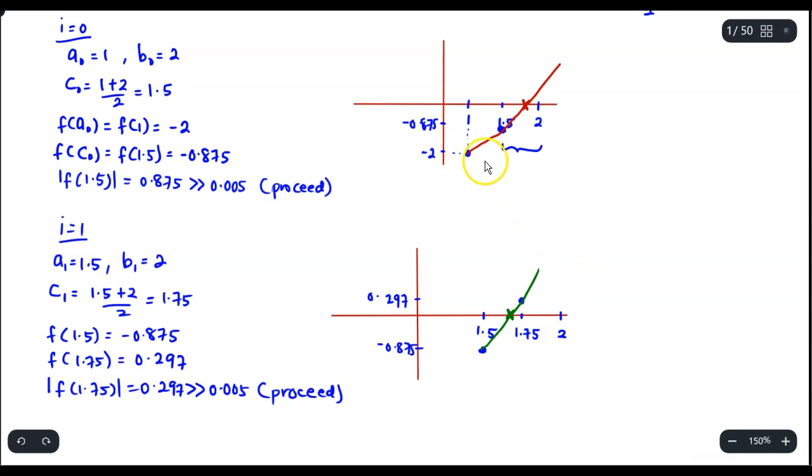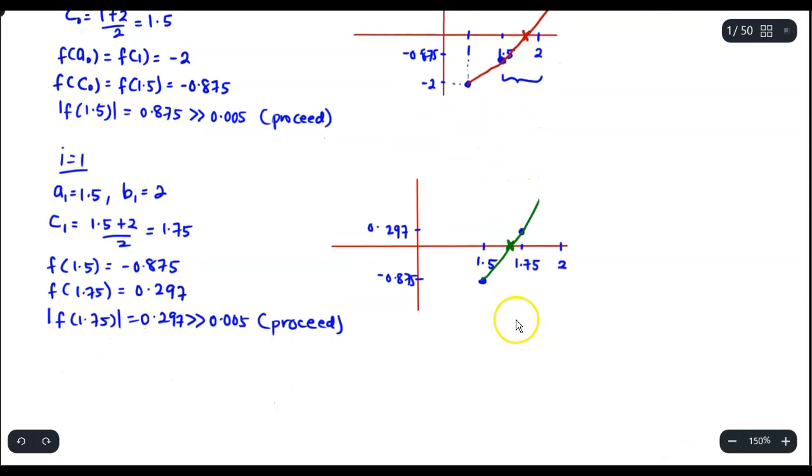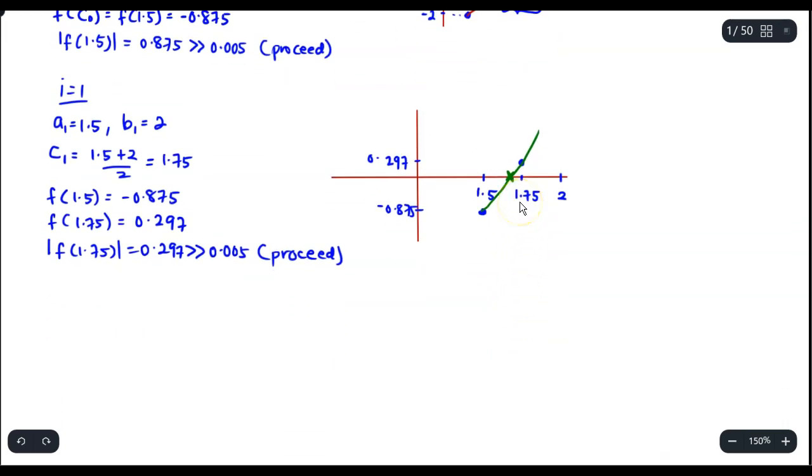So if you compare with the diagram here, the root is actually not changing. The location is not changing. It's just that my scale is now a bigger scale here, but it is actually at the same position as the previous diagram. So now you can see the intersection is here.